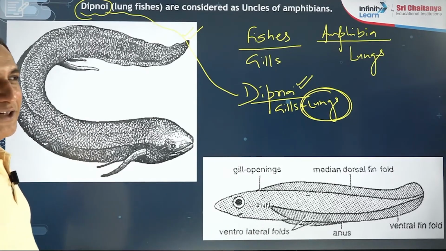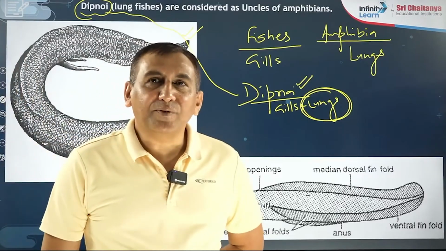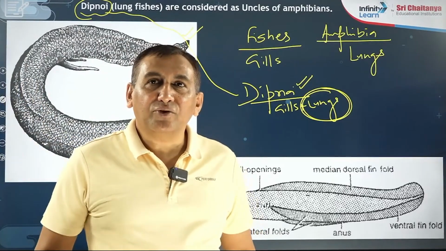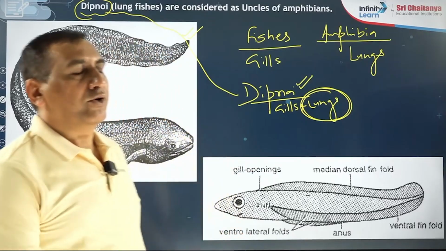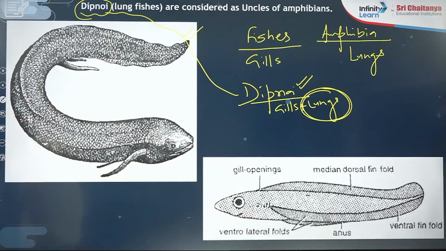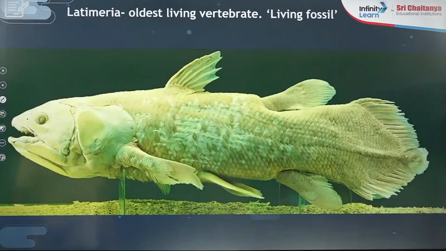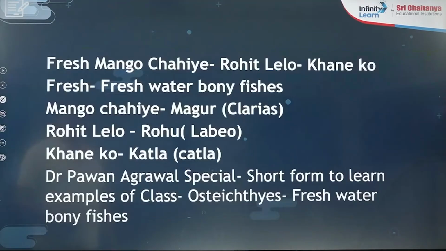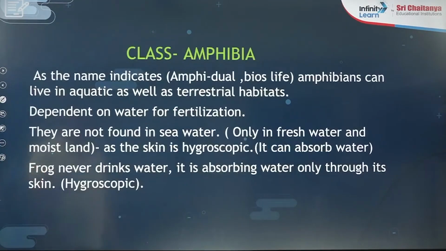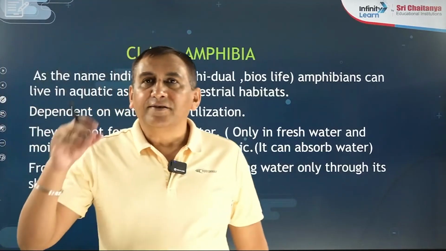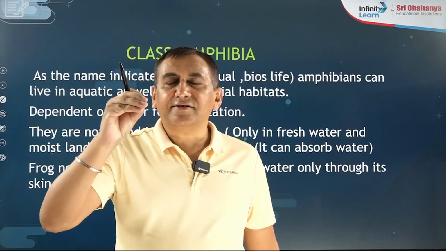Are you getting the meaning of this term? Uncles of amphibia means the amphibians originated from dipnoi. So this is the one point that you have to remember. There are so many short forms. Today I am not going to say them, because when you come, I will say them here. Remember, tell me first before starting the next.